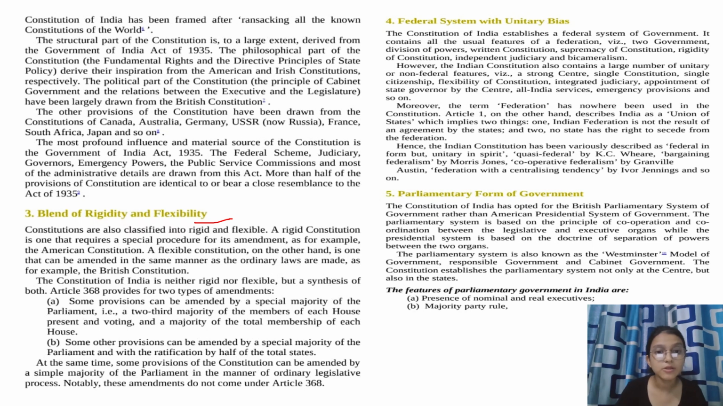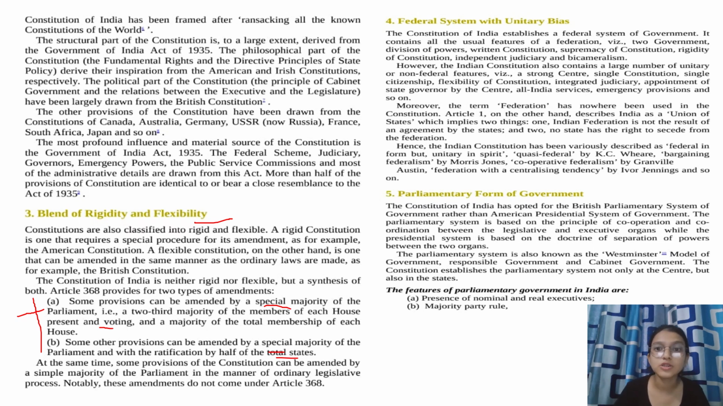Some provisions can be amended by a special majority of the parliament, two-third majority of the members of each house present and voting, and a majority of the total members of each house. Some other provisions can be amended by a special majority of the parliament with ratification by half of the total states. So these are the two procedures by which we can do the amendment. That is what it says in summary, that it's a blend of both rigidity and flexibility. By seeing the nature of the subject, it can be decided whether it would be amended using simple majority or special majority.